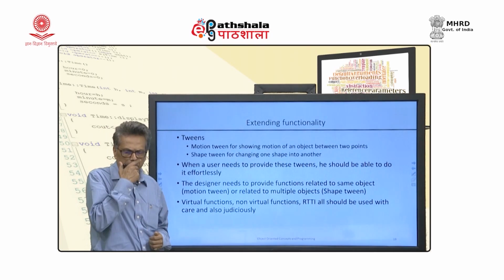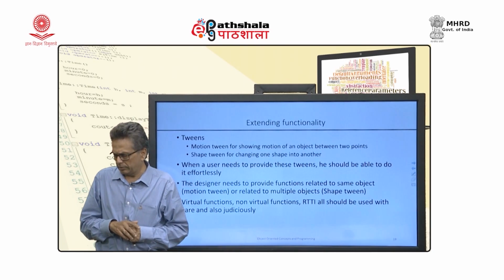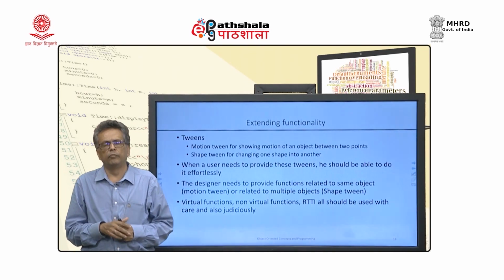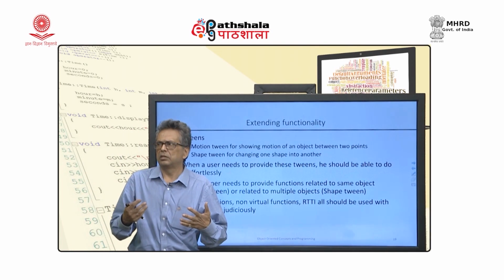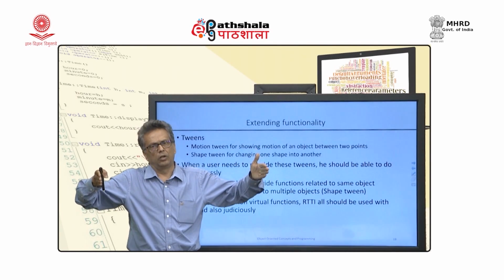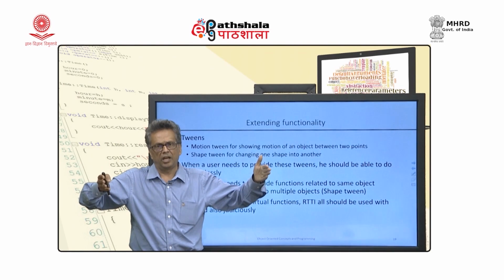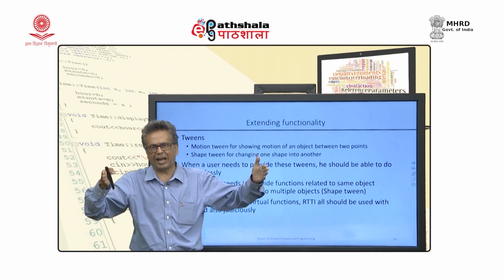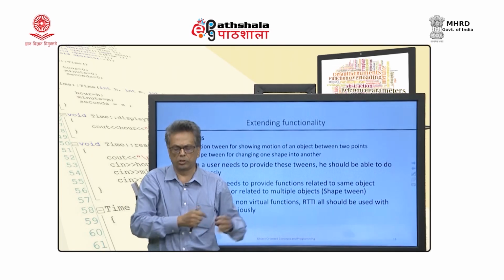One typical example is known as a twin. In video and game programming, you have 2 different types of twins. One is called a motion twin. A motion twin is where you just specify that an item is here, and at the end of it the item will be here. So, there are 2 points that you specify, and when you provide a motion twin, the item is actually shown moving from this place to this place.